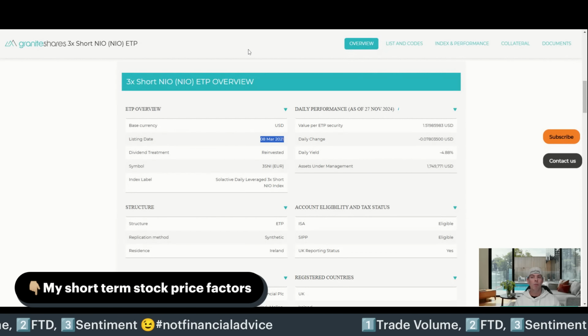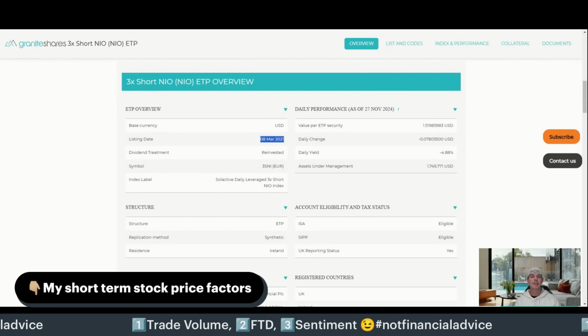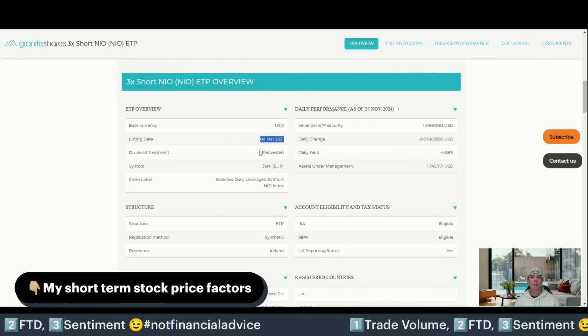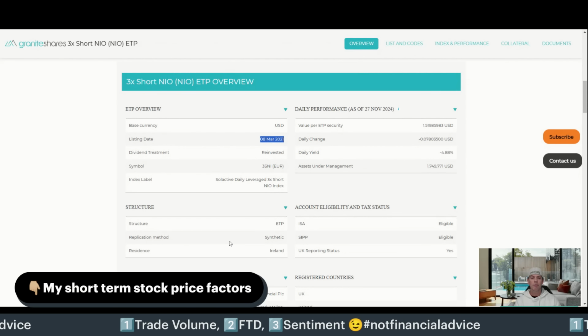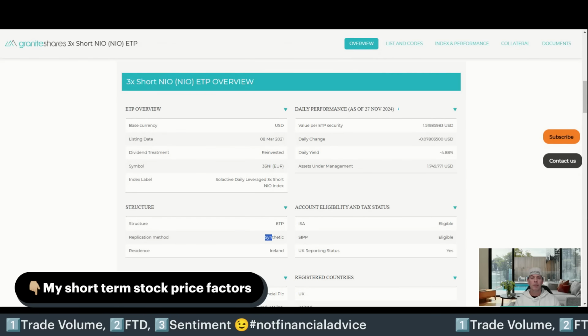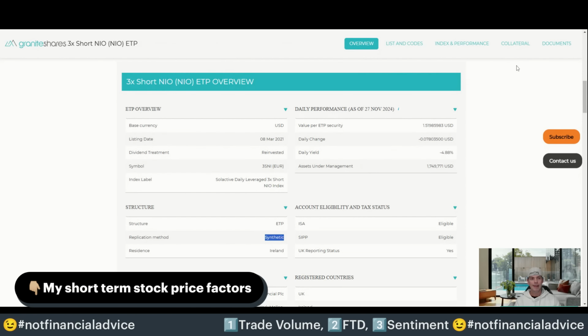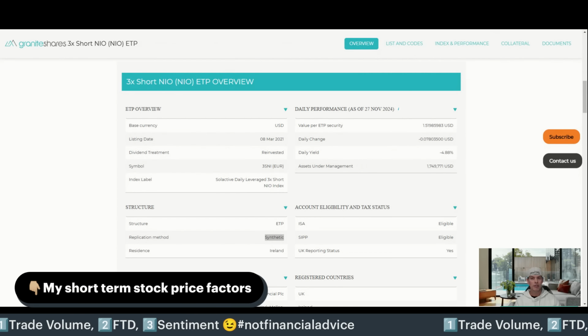And again, there are more than this out there. I just pulled a couple to show you because, for the concept overview, I wanted to see the time frame and tie that in. Listing date for this: March 8th, 2021. So we're talking about March 2021 roughly. And if we go down here, replication method: synthetic. See that word again.